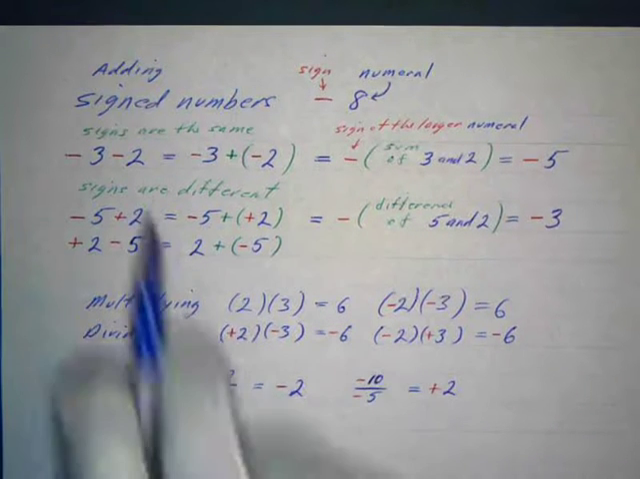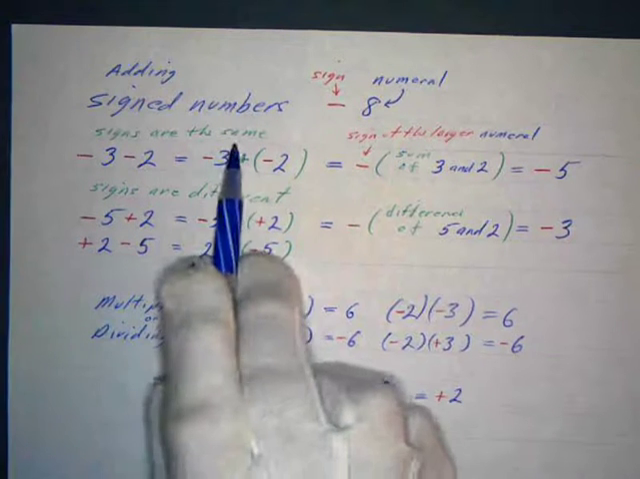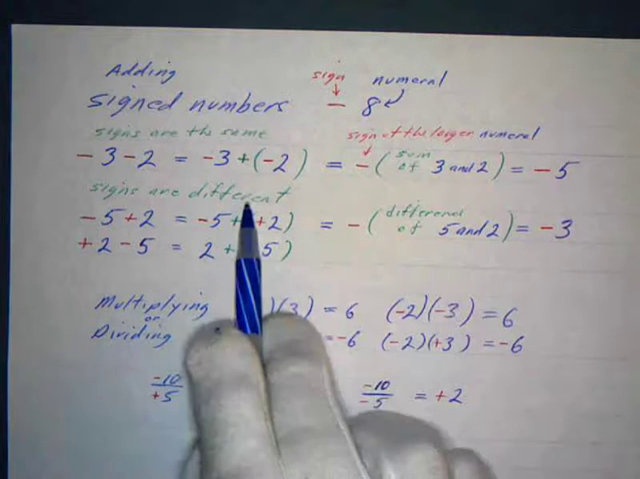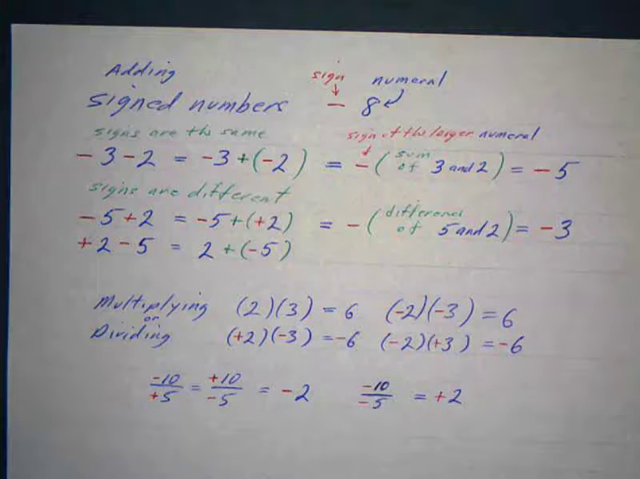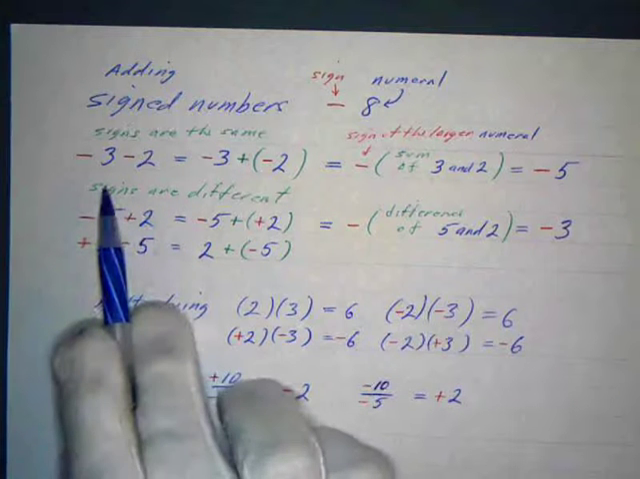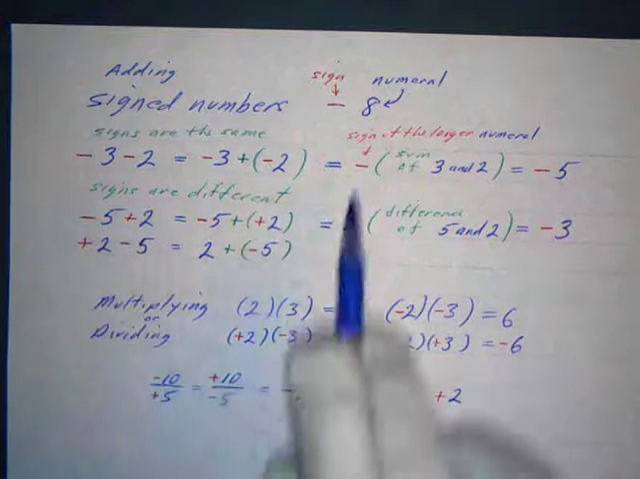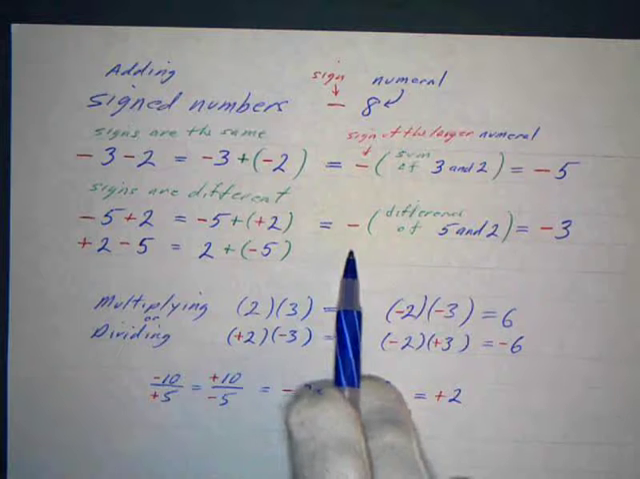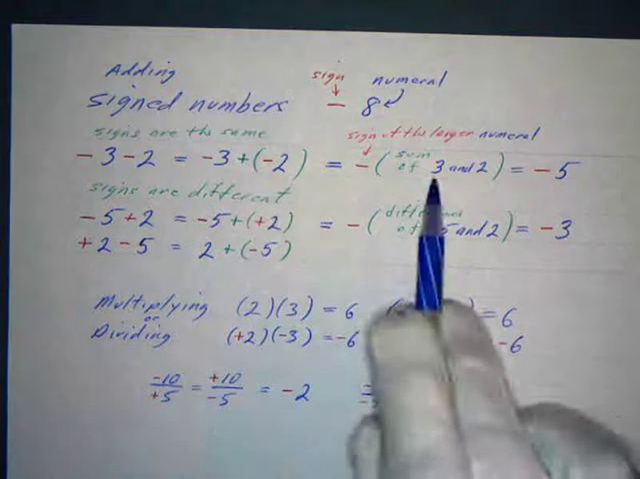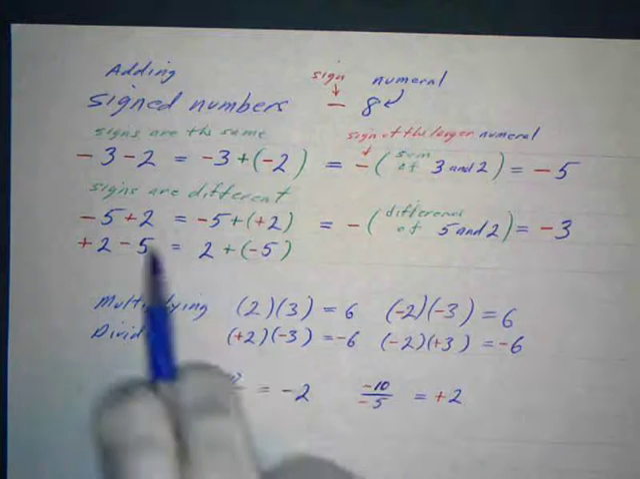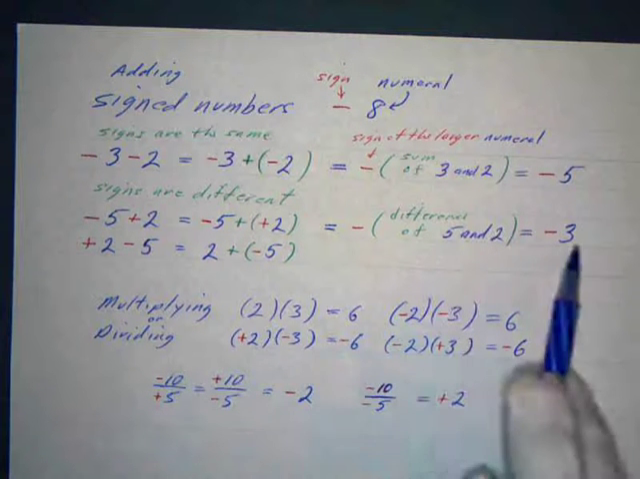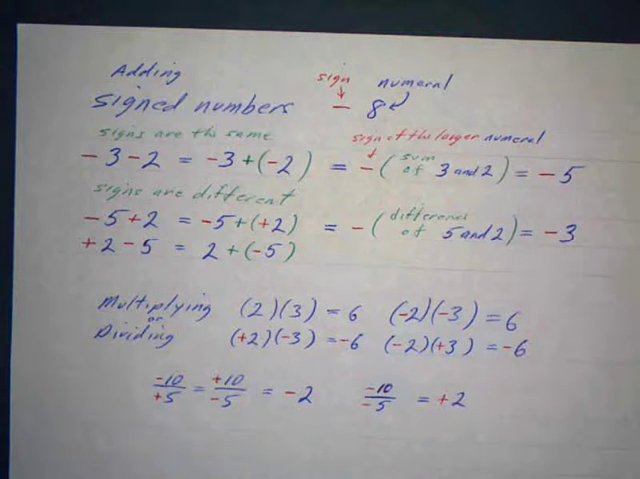Now, a nice way of remembering this is same, sum, different, difference. So it might help you remember that. If the signs are the same, you take the sum of the numerals. If the signs are different, you take the difference of the numerals. And in both cases, you take the sign of the larger numeral. And that's how you get your signed number.